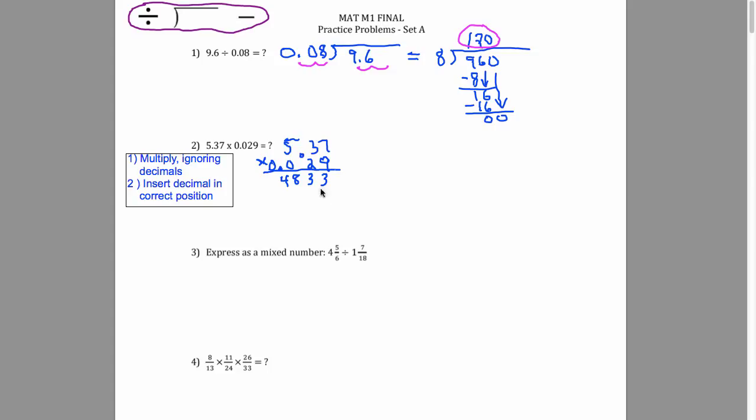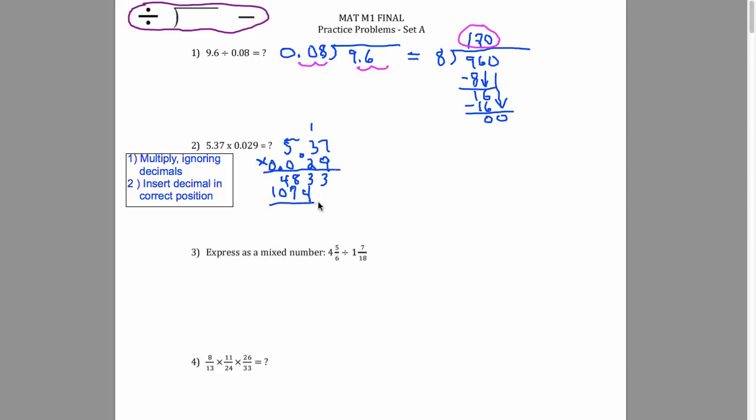Now we'll multiply by the 2. 2 times 7 is 14. Also, you notice as we multiply each successive digit to the left, we have to indent one column. That's why the 4 is under the 3. So 2 times 7 is 14, carry 1. 2 times 3 is 6, plus 1 is 7. And 2 times 5 is 10.